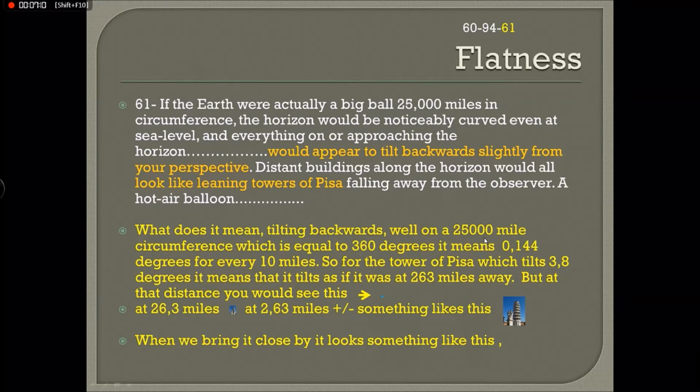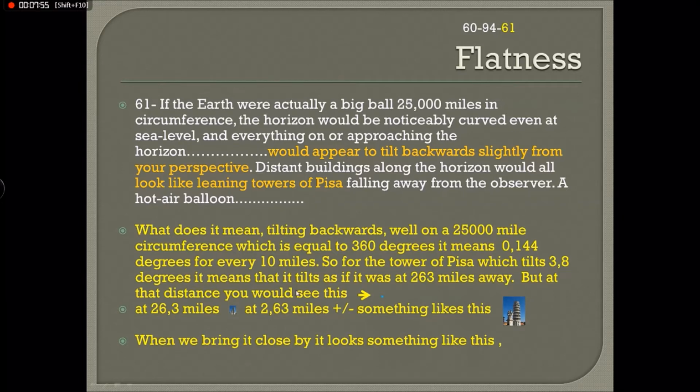The circumference of the Earth is 25,000 miles, and that represents 360 degrees, which means that for every 10 miles an object is away from you, it will lean back 0.14 degrees. Now, the Tower of Pisa is tilting 3.8 degrees, which means it would be the same as if it was 263 miles away. So for a building to lean back as the Tower of Pisa does, the way he says in his proof, it should be 263 miles away.